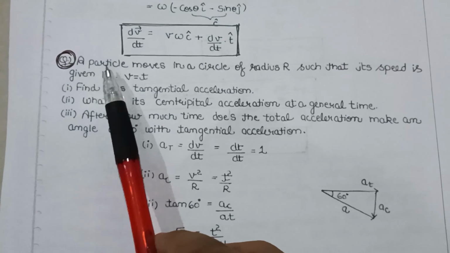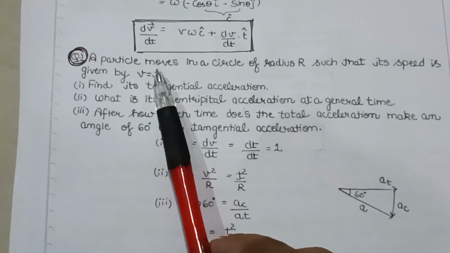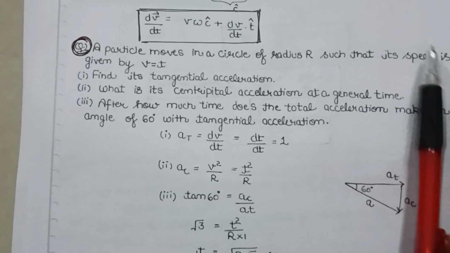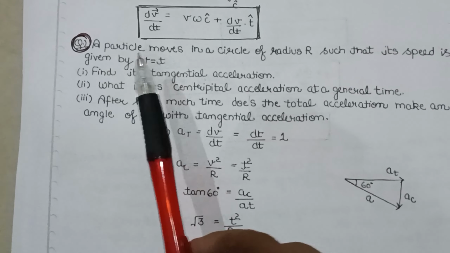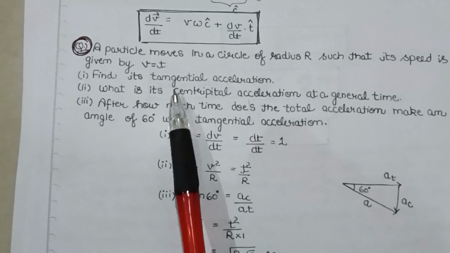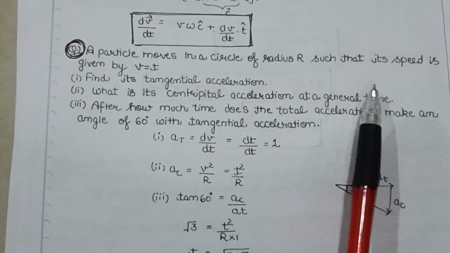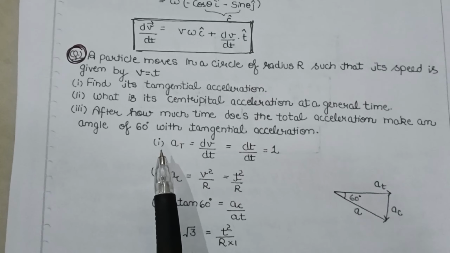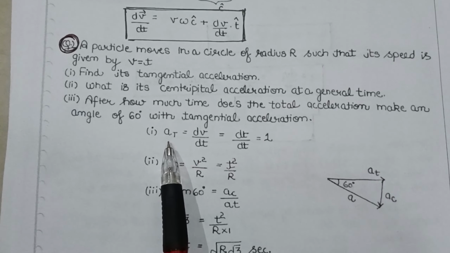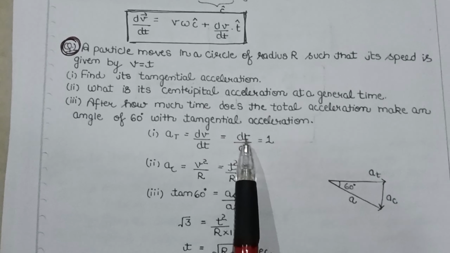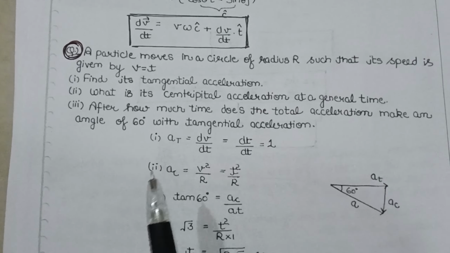Now let's deal with a question. A particle moves in a circle of radius r such that its speed is given by v is equal to t. Find its tangential acceleration. What is its centripetal acceleration at a general time? First, let's find the answer to the first question. Here we have to find tangential acceleration, which is at is equal to dv by dt is equal to dt by dt is equal to 1.